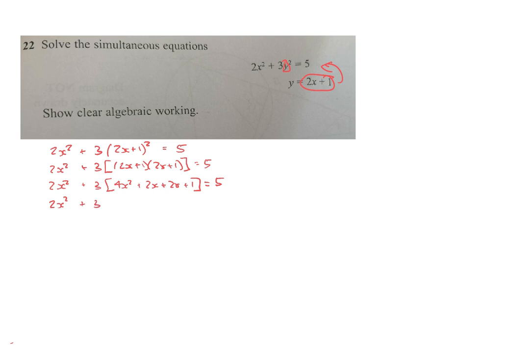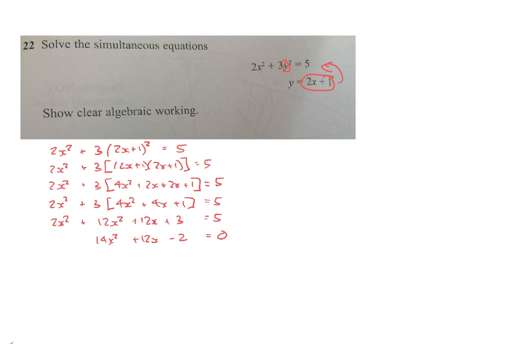So we've got 2x squared, still left that alone. The 3 I'm leaving alone because I want to tidy up my bracket first. So 4x squared plus 4x plus 1 equals 5. So 2x squared plus 3 times 4x squared is 12x squared. 3 times 4x is 12x. And 3 times 1 is 3. And that equals 5. Let's tidy all this up and make this equal to 0. So 2x squared plus 12x squared is 14x squared plus 12x. Take away 5 from both sides gives me minus 2 equals 0.